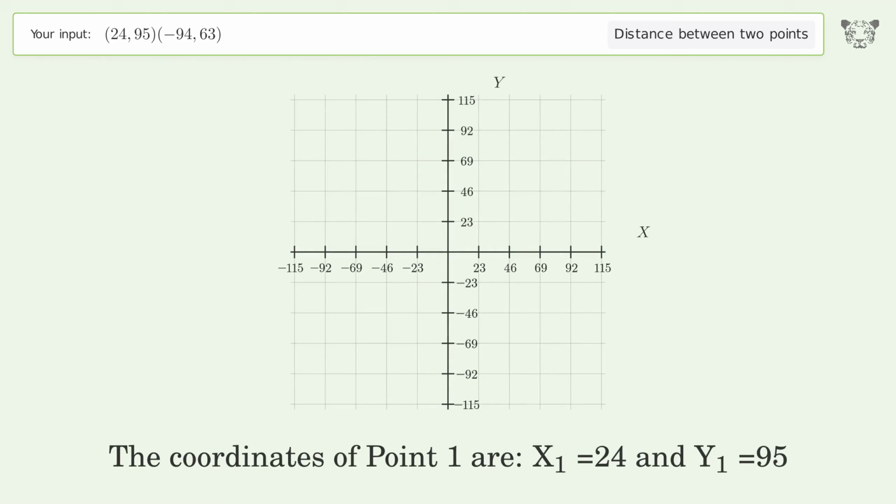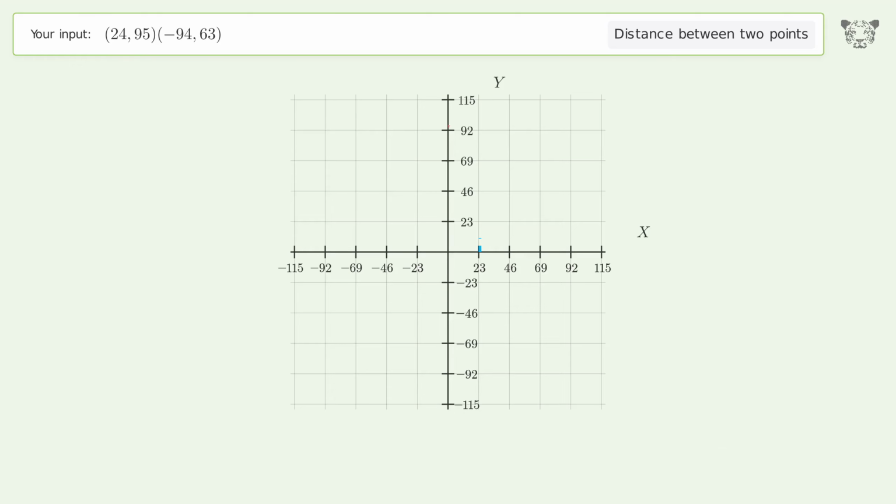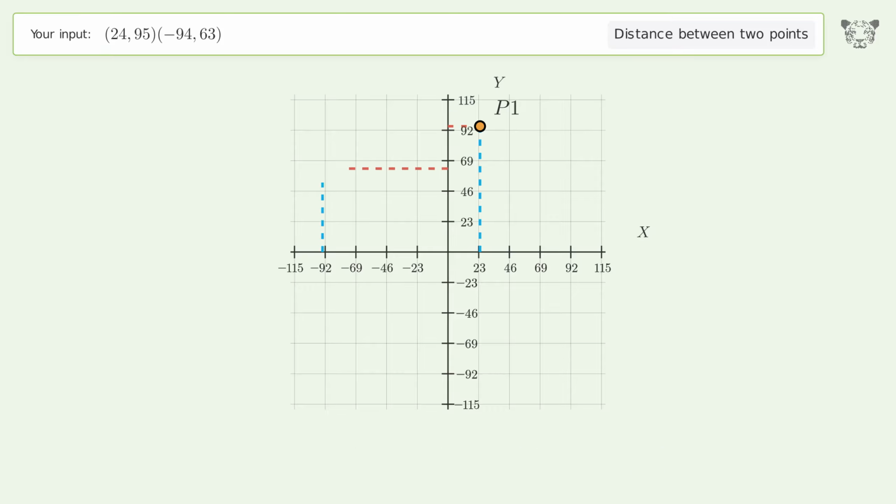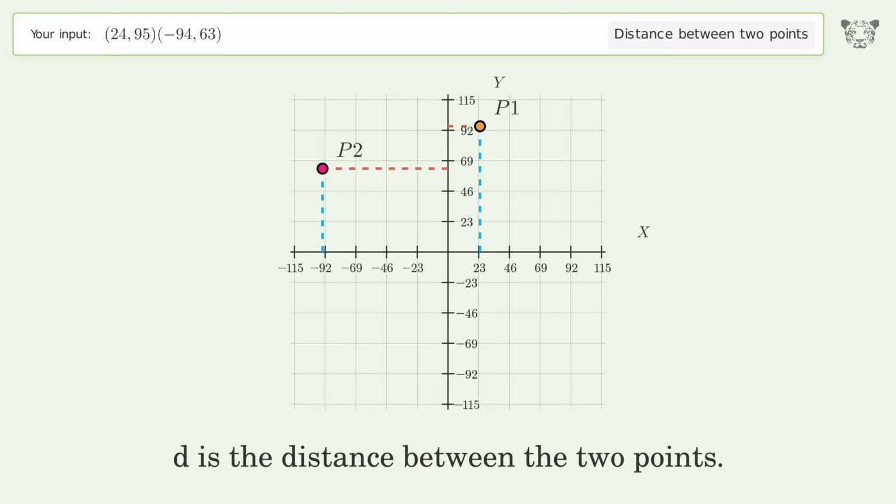The coordinates of point 1 are x1 equals 24 and y1 equals 95. The coordinates of point 2 are x2 equals negative 94 and y2 equals 63. D is the distance between the 2 points.